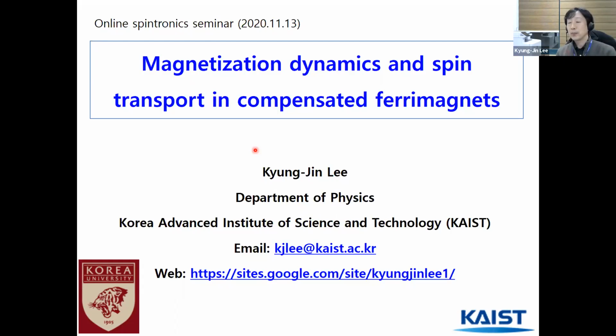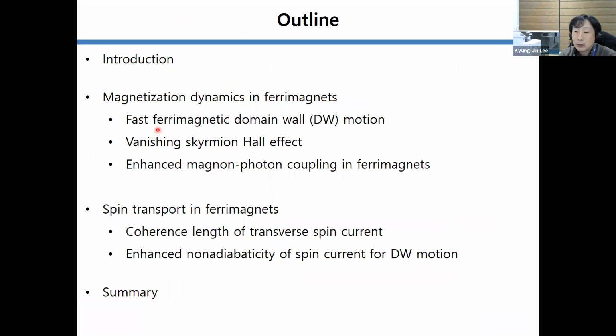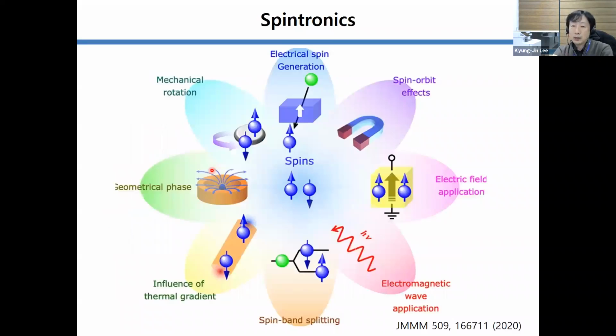So today I'd like to talk about the magnetization dynamics and spin transport in compensated ferrimagnet. My talk will consist of two main parts. The first half is for the magnetization dynamics, and the second half is for the spin transport. And each has several subjects. So let me start with a brief introduction about spintronics, even though you know all about this.